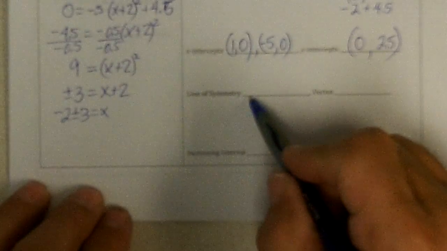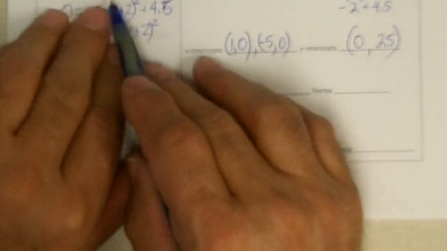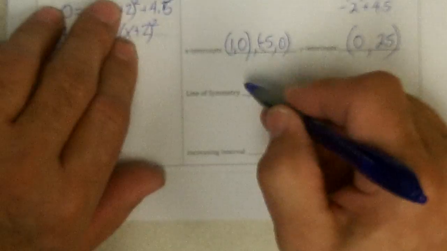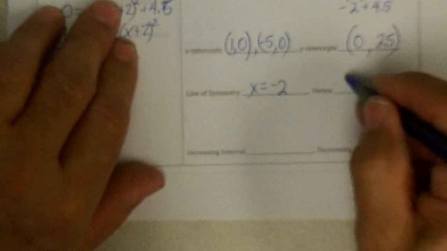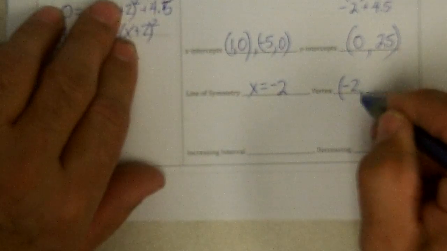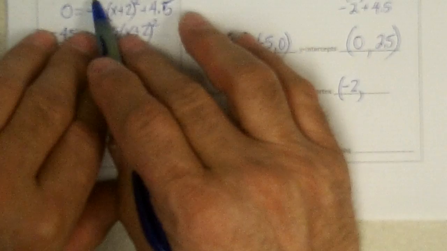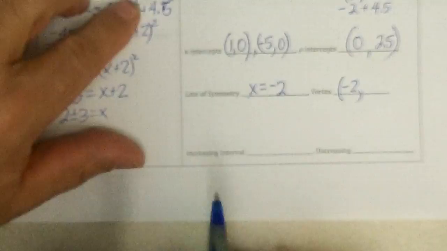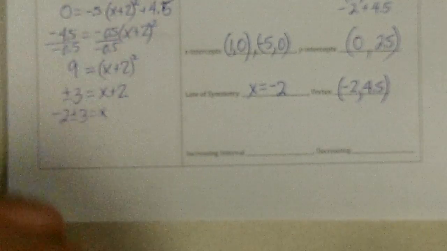Okay, now the line of symmetry. So it's halfway between these, but I also know from this form that this is a parabola that's been moved 2 to the left. So the line of symmetry is x equal negative 2. That's the vertical line. And the vertex is going to be minus 2, comma, and this has been moved to the left, flipped upside down, and compressed vertically, but it's up 4.5. So that's where the vertex is.